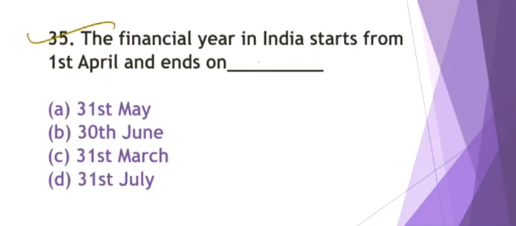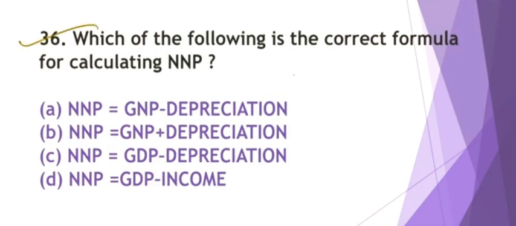35. The financial year in India starts from 1st April and ends on option number C, 31st March. 36. Which of the following is the correct formula for calculating NNP?